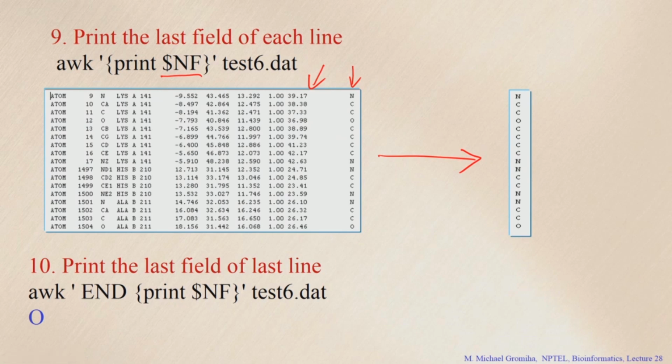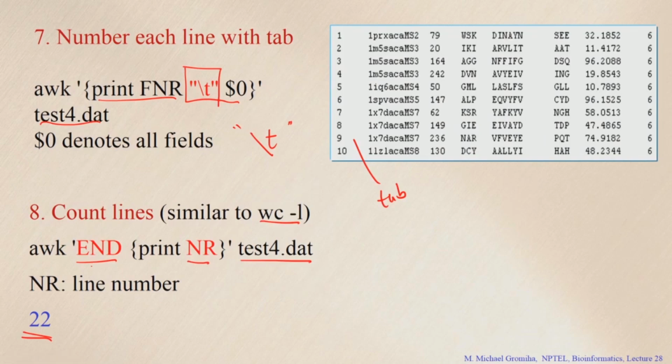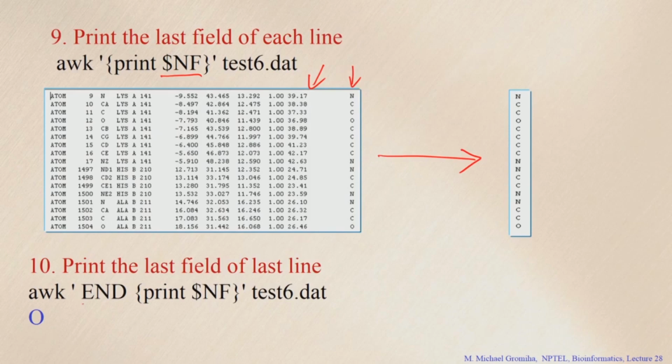It is also possible to get the last field of the last line. Just now we saw the total number of lines, so we put END when we give this line number. Combining them, this is the last field, this is END, and print $NF gives the last field of the last line, that is O. You can see the result over here. Likewise, you can manipulate any data file as we require.